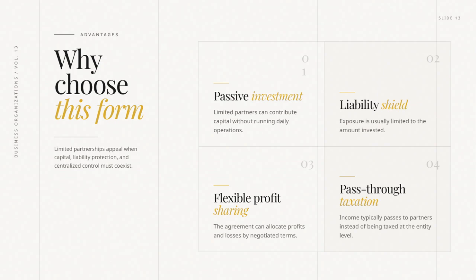Then, there's flexible profit sharing. Unlike many other structures, a limited partnership allows partners to negotiate how profits and losses are divided, providing adaptability based on each partner's contribution and agreement. Finally, pass-through taxation is a significant advantage. Instead of the entity paying taxes, income is generally passed directly to the partners, which can help avoid the double taxation common in some other business forms. Altogether, these features make limited partnerships a strong choice for blending investment, control, and protection.